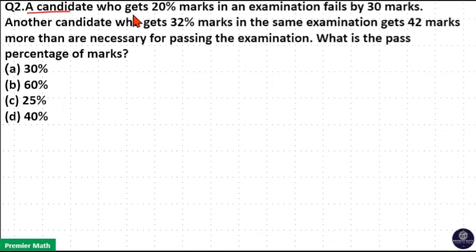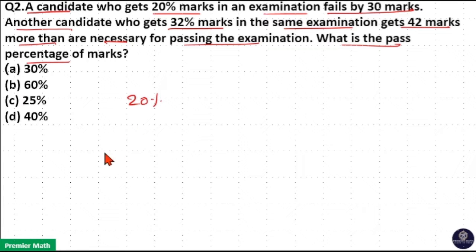A candidate who gets 20% marks in an examination fails by 30 marks. Another candidate who gets 32% marks in the same examination gets 42 marks more than the necessary passing marks for the examination. What is the pass percentage of marks? Here, one candidate gets 20% marks in an examination, but he fails by 30 marks. That means he needs 30 more marks to pass this examination. Another candidate gets 32% marks in the examination, but he gets 42 more marks than the passing marks. That is, 32% minus 42 is the pass mark.